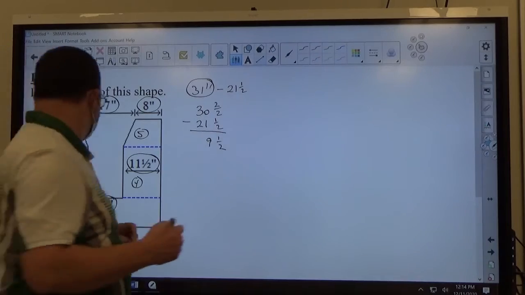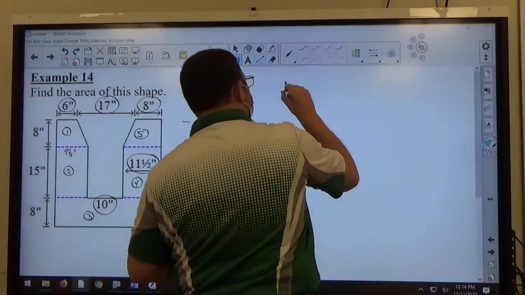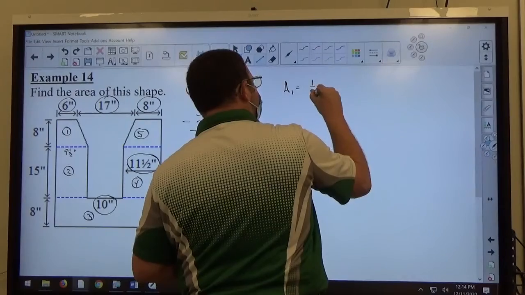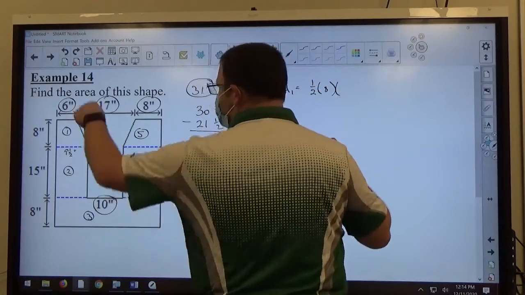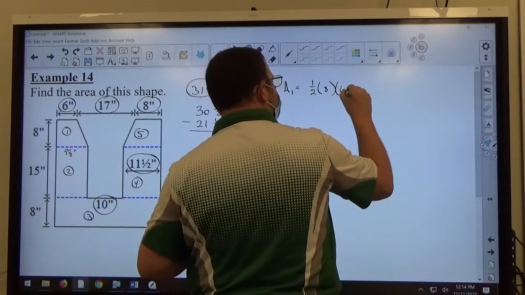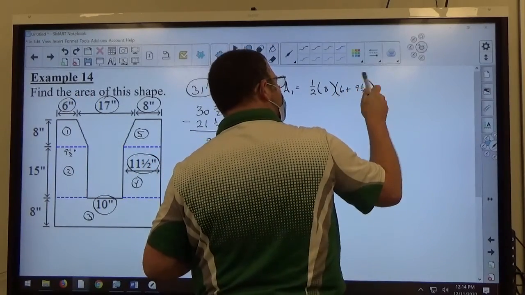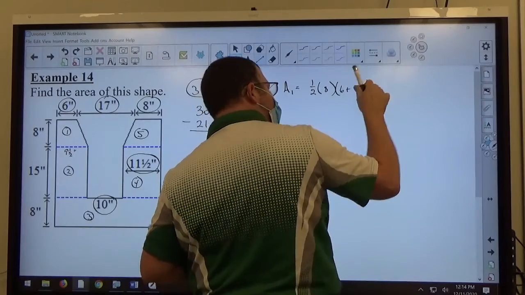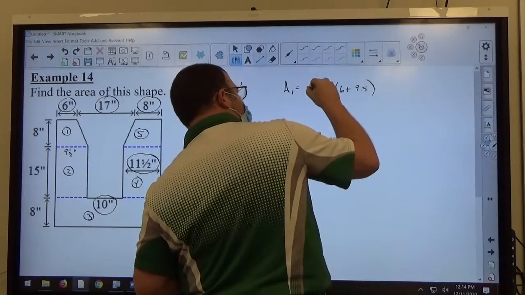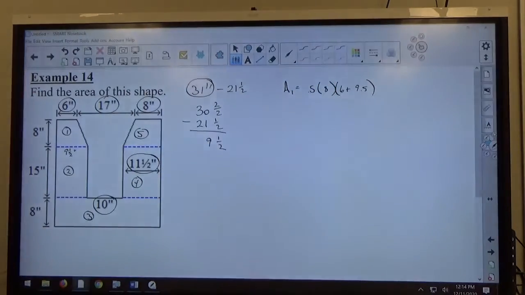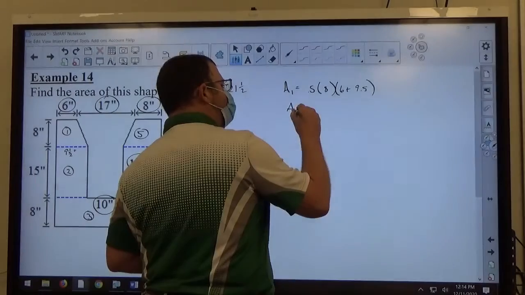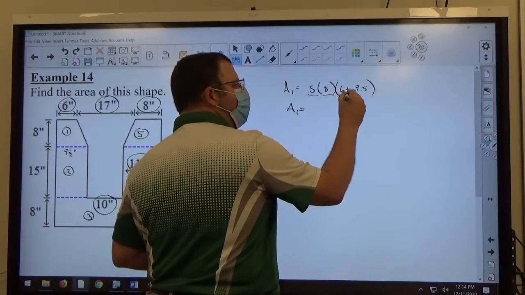So area of trapezoid 1, A sub 1, equals 1 half times the height of the trapezoid, 8 inches, times the sum of the bases, 6 plus 9 and a half. I'm going to write 9.5, and 0.5. 1 half and 0.5 are the same, right? I think decimals look a little friendlier there. So I worked that out: 0.5 times 8 times that, right?